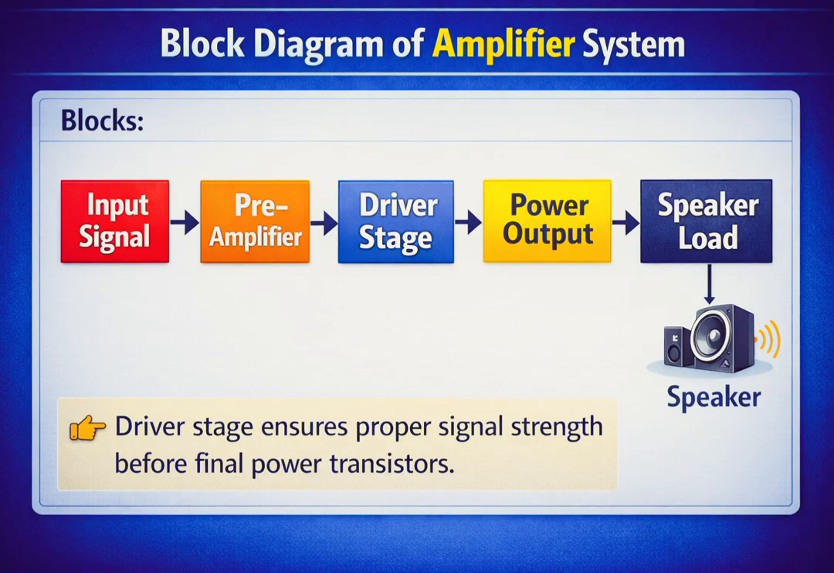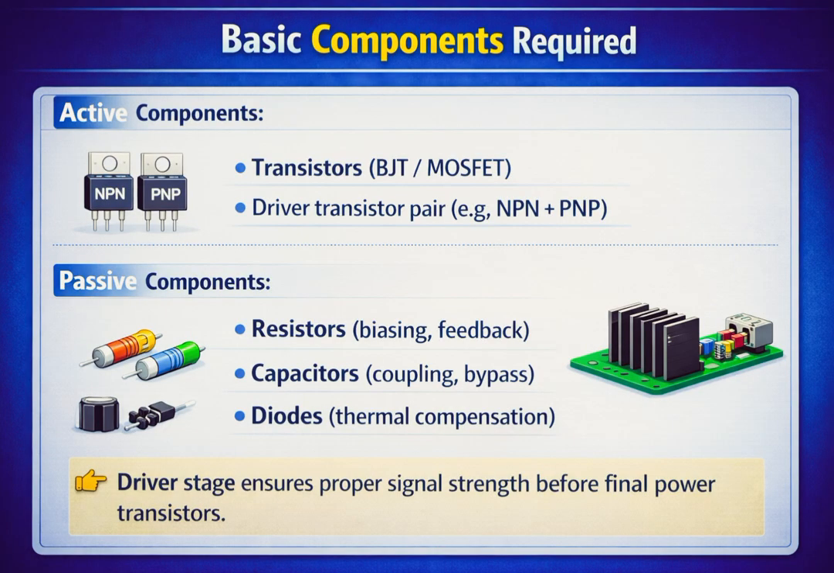Fourth is the power output stage. This stage uses power transistors to deliver high current and power. Finally, the amplified signal is sent to the speaker load, which converts the electrical signal into sound. The driver stage ensures that the power transistors receive a strong and stable signal. Basic components required. To design an amplifier driver board, we need several electronic components.